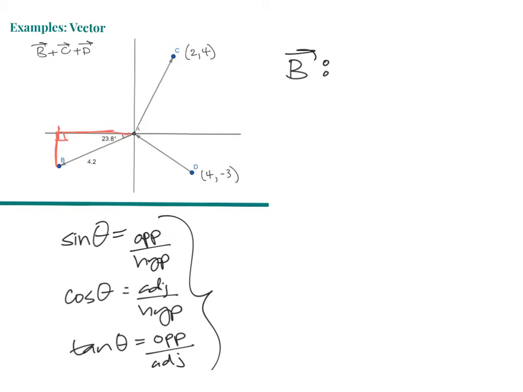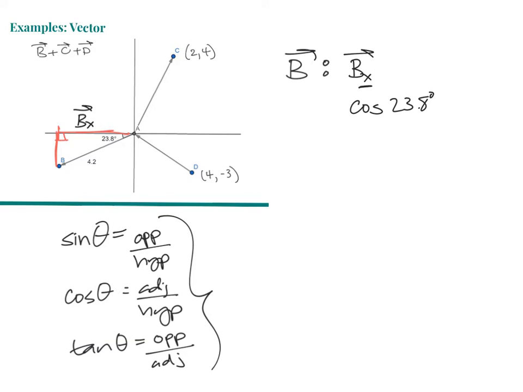All right, so let's look for b_x. This is the notation we use. This is the x component of the b vector. So the x component is on this side, the horizontal direction, which is adjacent to the angle, and we have the hypotenuse. So we're going to use cosine of theta equals adjacent over hypotenuse. And I'm going to actually put in theta there. So let's erase out this theta and put in 23.8.